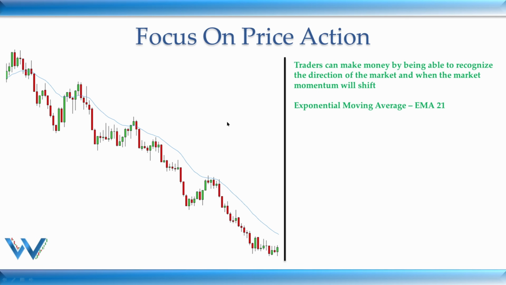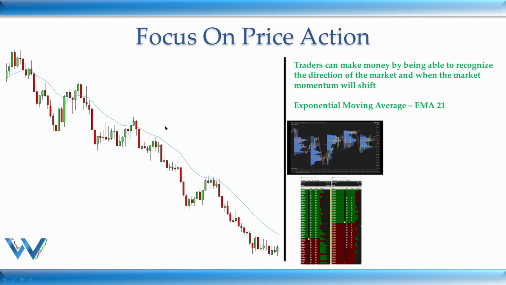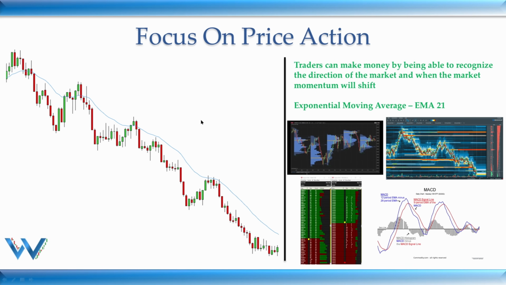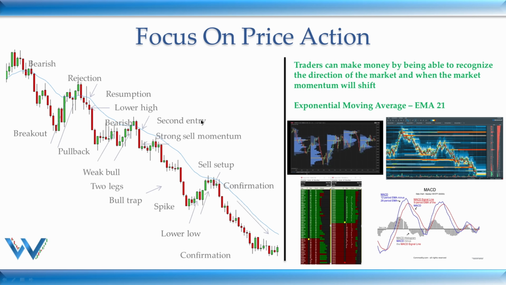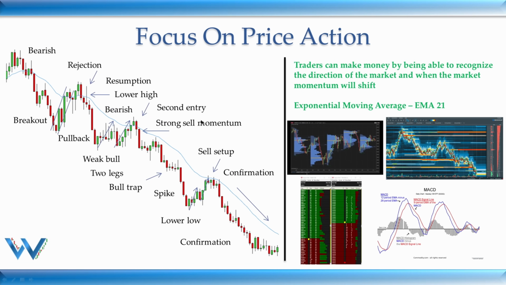The only indicator I have on my chart is a 21 bar exponential moving average. The price action reflects human behavior. It reflects human greed and fear. I don't need any volume profile, order flow, stochastic, MACD. The price action alone can tell me everything I need to know if I just analyze it, watch where the market is going, and analyze every single candle.